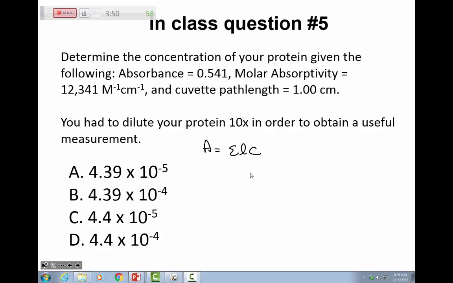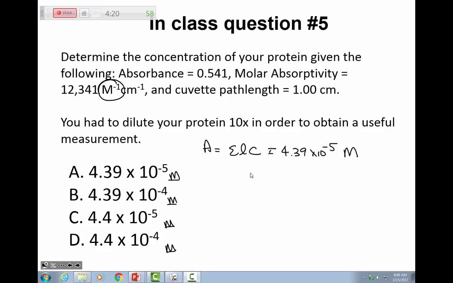So we obviously all could do the math. When you do this, you get 4.39 times 10 to the negative 5. What's my unit? Molar. It's a concentration, okay? And I got that from my molar absorptivity.